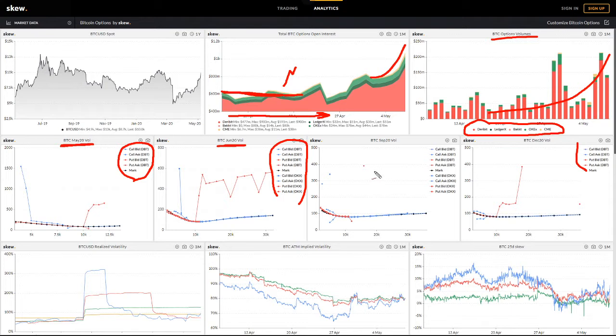Now, what does this mean? Okay, so what we have here is the implied volatility.